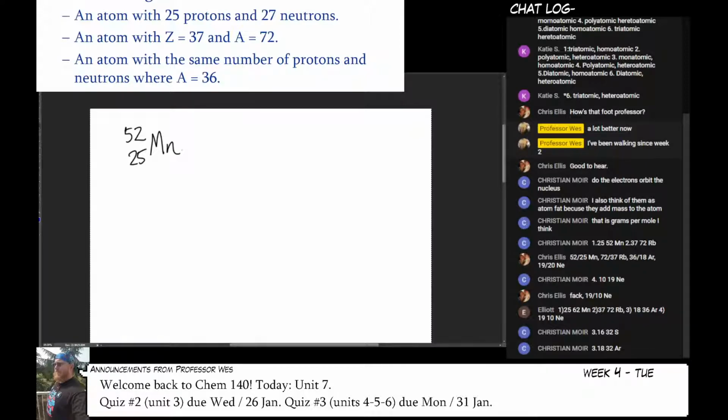The second one we're going to do in the same way. Z is 37, so that'll be my subscript. A is 72. So I just put those numbers in there. I don't have to add them together because I've already been given A. And I've got to look up what element 37 is, and that is rubidium. So there's that one.